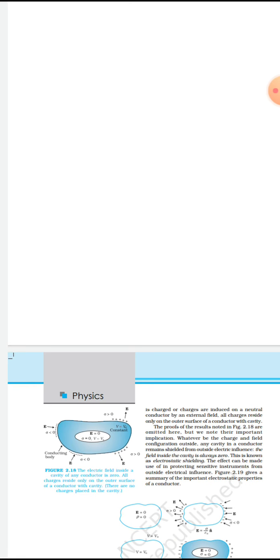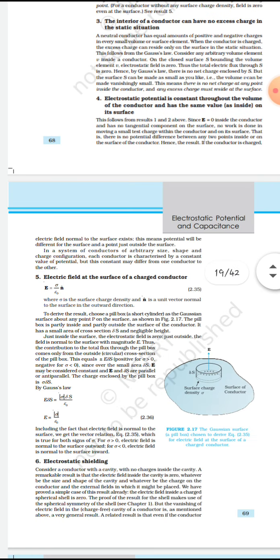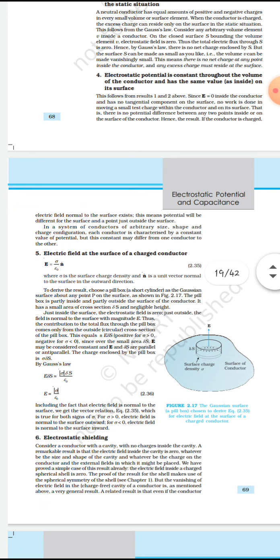Next, let's come to the electric field at the surface of a charged conductor. This electric field formula you learnt in the last video, I have shown you. By using this Gauss's law, E dot dS, we will get E equal to sigma by epsilon 0. This is the formula of Gauss's law.